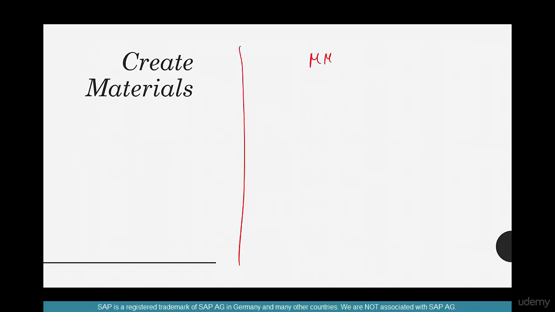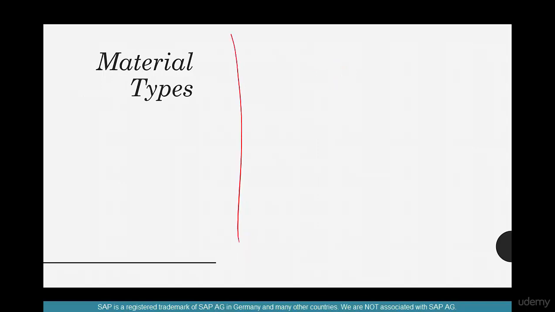Next thing is we have seen how to create materials. The transaction code is MM01 to create, 02 and 03 to change and display. We have seen what material types are. We have seen 4 or 5 different material types: FERT for finished goods, HAWA for trading goods, HALB for semi-finished goods, right? So on and so forth. We have seen what a material type determines and which material type to use for what possible situation.